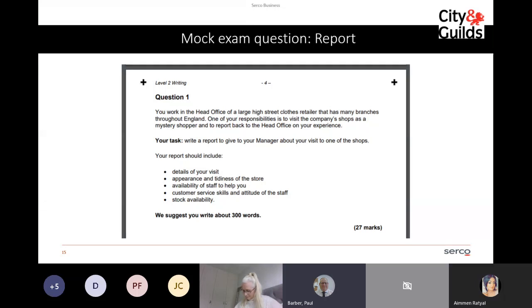Then I'd have one saying staff. Then I'd have one saying customer service. And then finally saying stock. And there's my five sections there for 300 words. That's not much to fill in each one. And again, use a real life example.